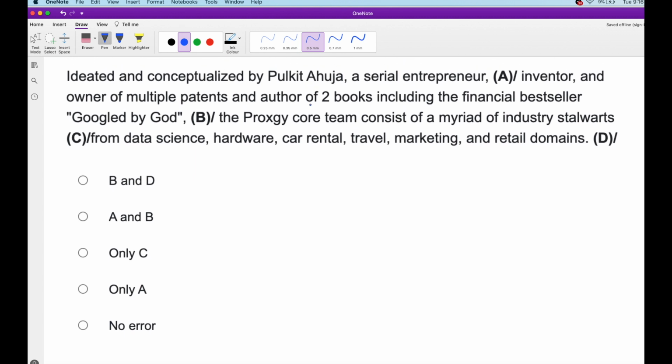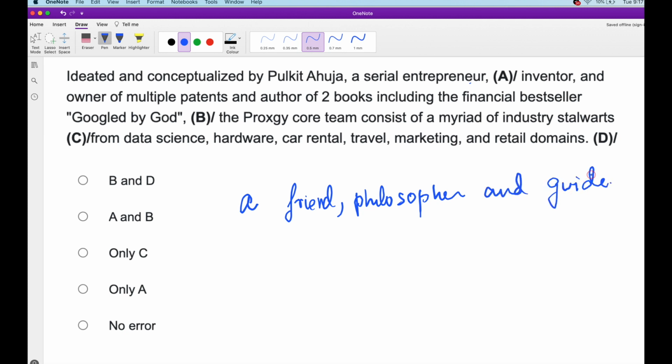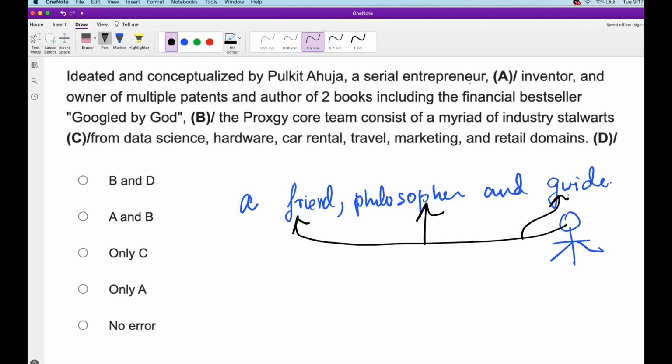Ideated and conceptualized by Pulkit Ahuja, a serial entrepreneur, inventor and owner of multiple patents and author of 2 books. Okay. So here I would like to mention one rule, and this grammatical rule is very important for your examination. So please keep this in mind. And the rule is, if article is used once, if I say a friend, philosopher and guide, this means I'm referring to one person, and this person is my friend, this person is my philosopher and also my guide. Okay, but only one person. When I'm using the article only once, it refers to only one person or only one thing.